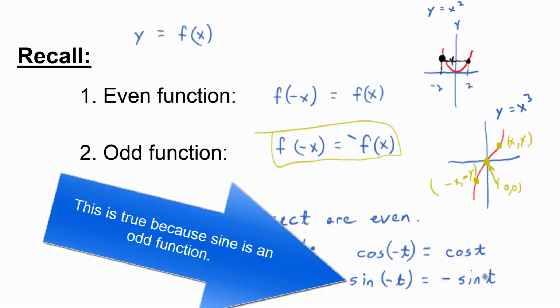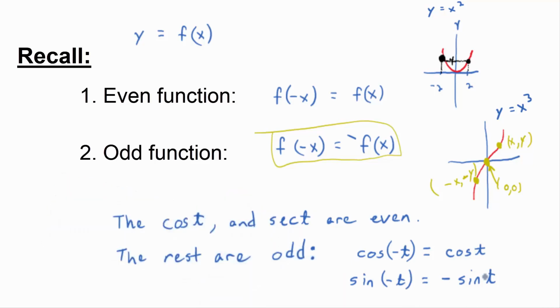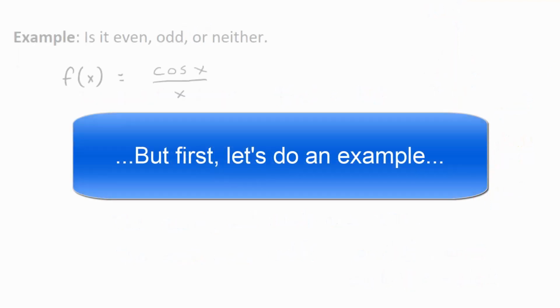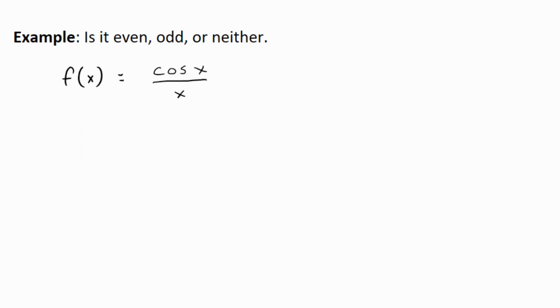So these are properties we're going to make use of. You can assume they're true. I'll show you how to verify that they're true. In this example, is the function even, odd, or neither? Notice what I did. I made the input x.